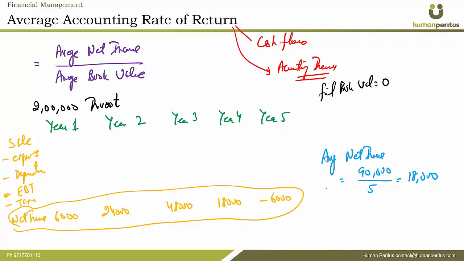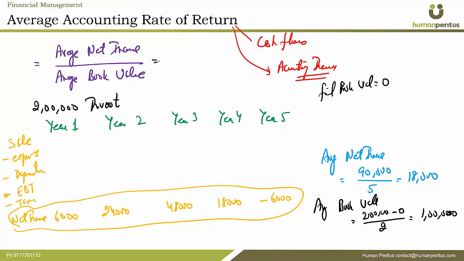So what is average book value? Average book value will be 2 lakh minus 0, and I divide by 2, not 5. Mind it, guys. So this becomes 1 lakh.